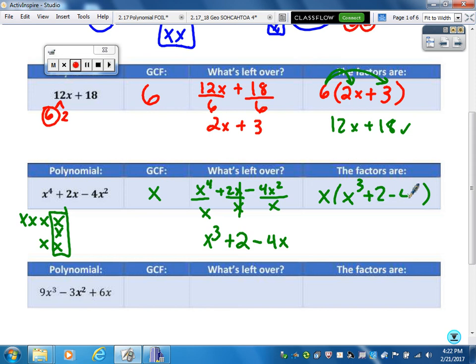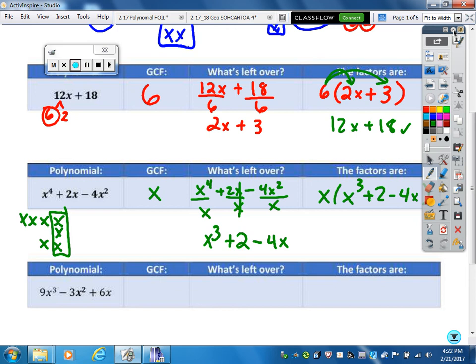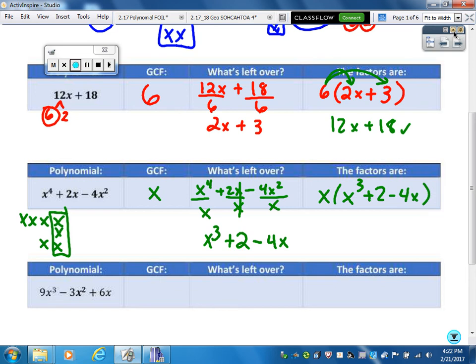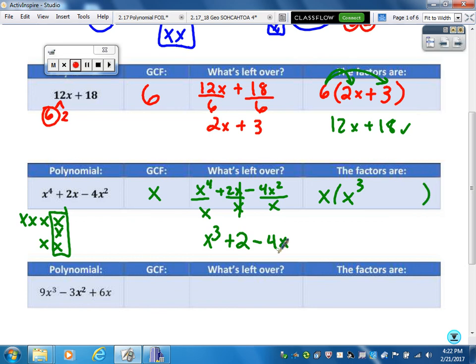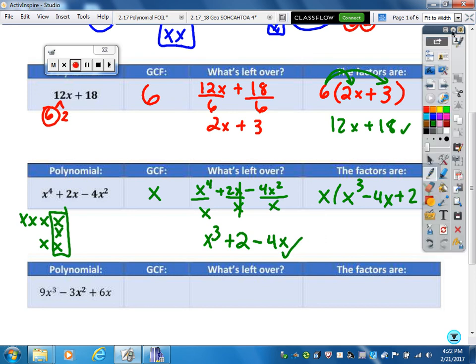If you want to write this absolutely correct, you should write it in descending order, meaning your variables, their exponents, should start big and they should go small. So really, I should have written this with my negative 4x next and then my positive 2. Now that's a proper trinomial right there. I would have accepted this answer as well though, because they put it in that order. Alright, let's try another example.